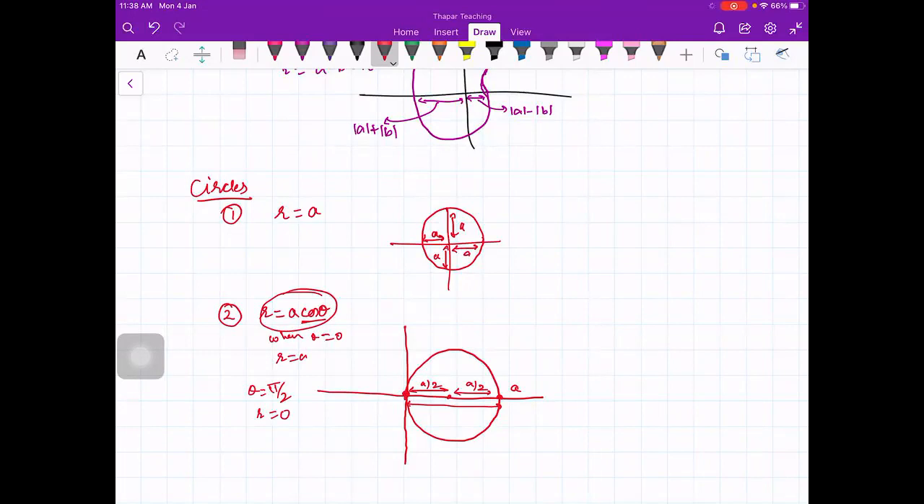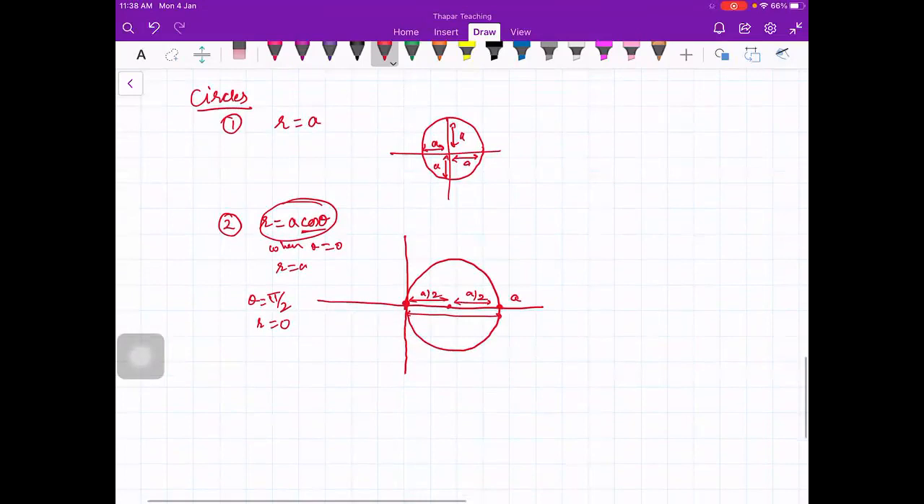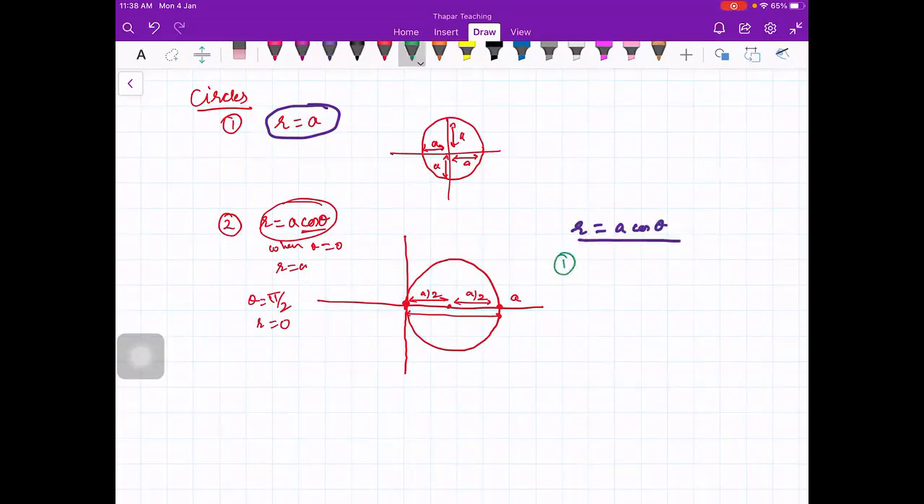Ma'am, please explain this part again. Okay. So r is equal to a. Everybody is comfortable, this is a circle, just because r is constant and theta will vary, so you'll get a circle. Here, if you try to plot r is equal to a cos theta, you can try. Tell me, is it symmetric? Check the symmetries. Everybody check the symmetries.